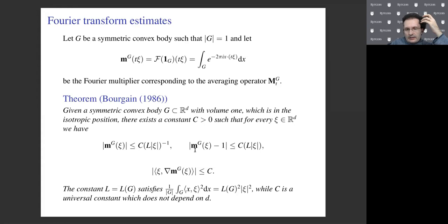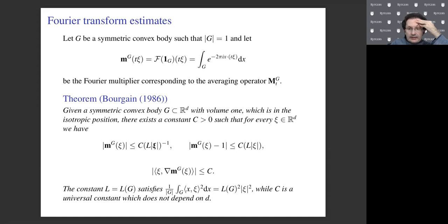The second estimate says that our multiplier is small at the origin. And the last estimate says that we can control the derivative of our multiplier independent of the dimension. And so here in these two estimates, it's important that this isotropic constant is attached to the vector Xi.